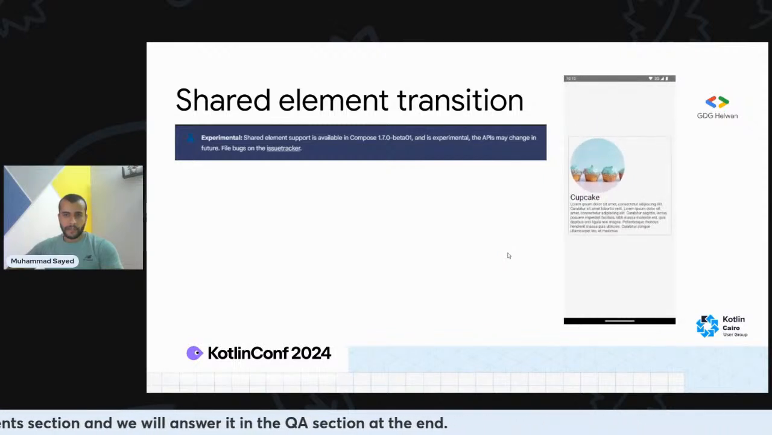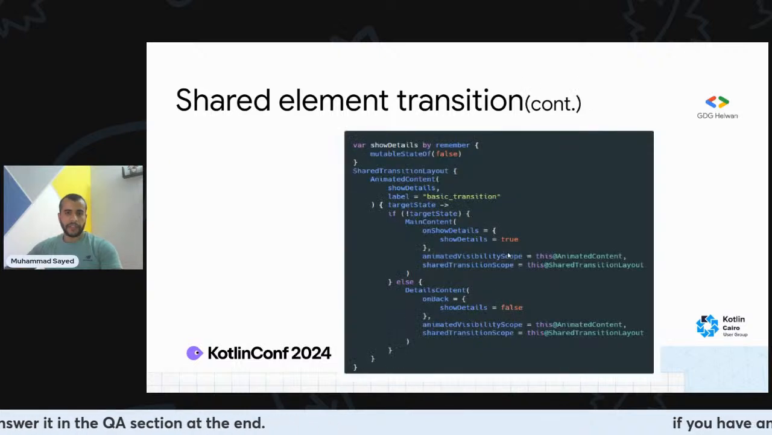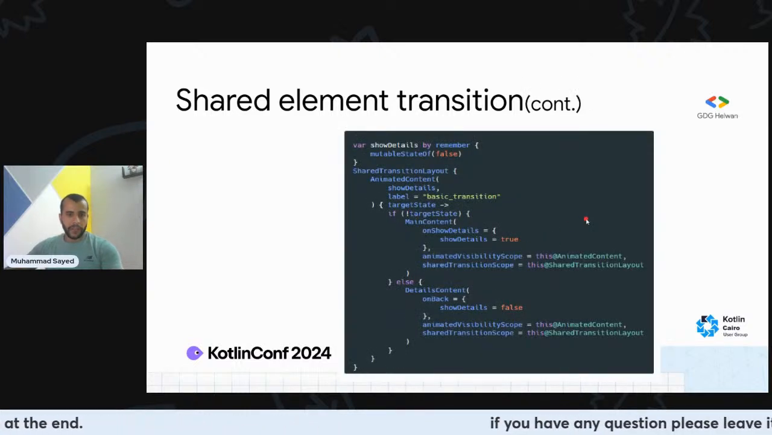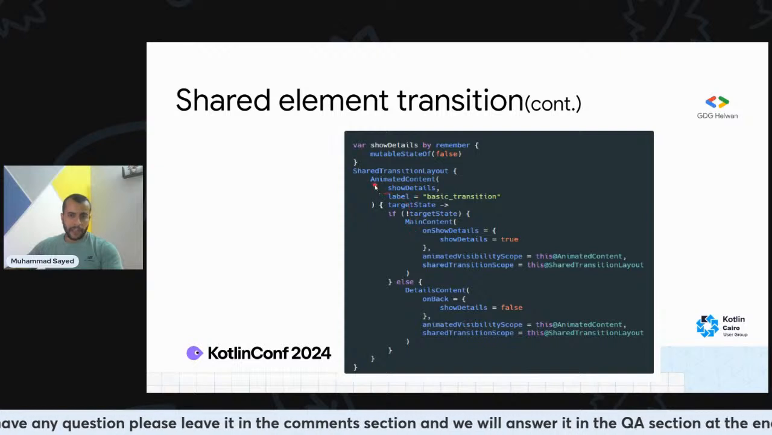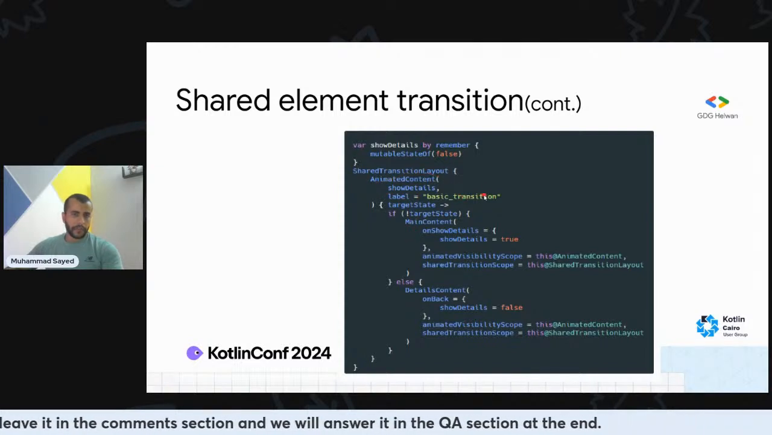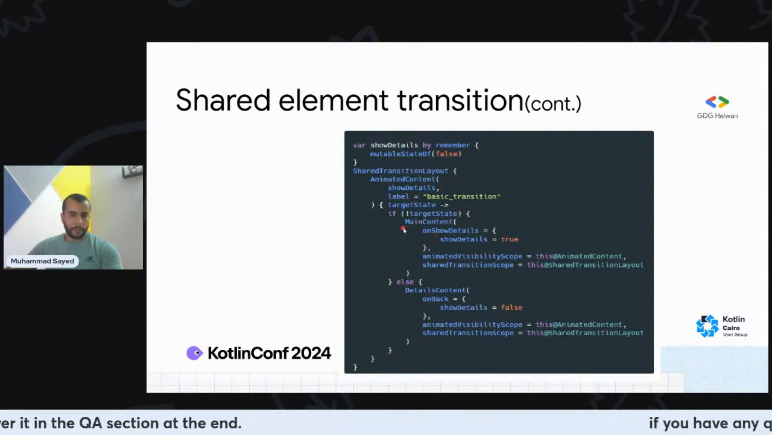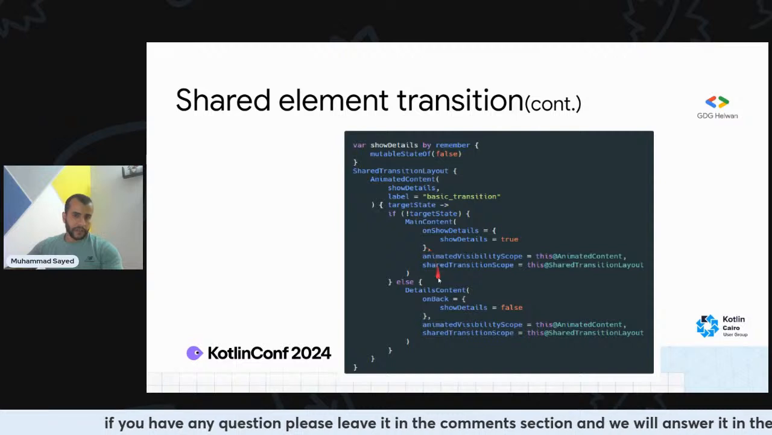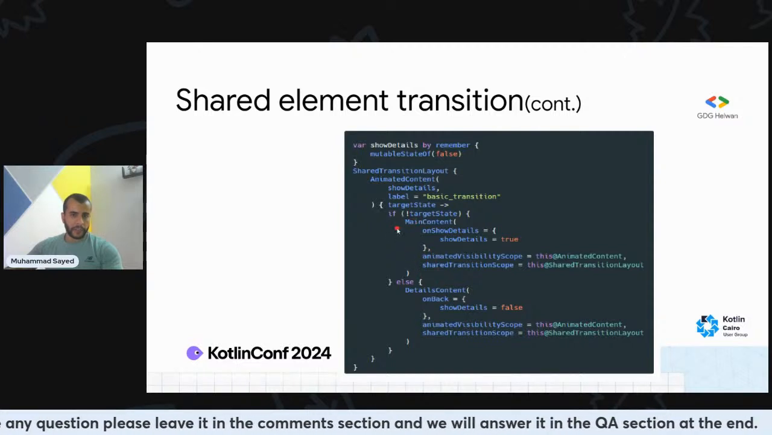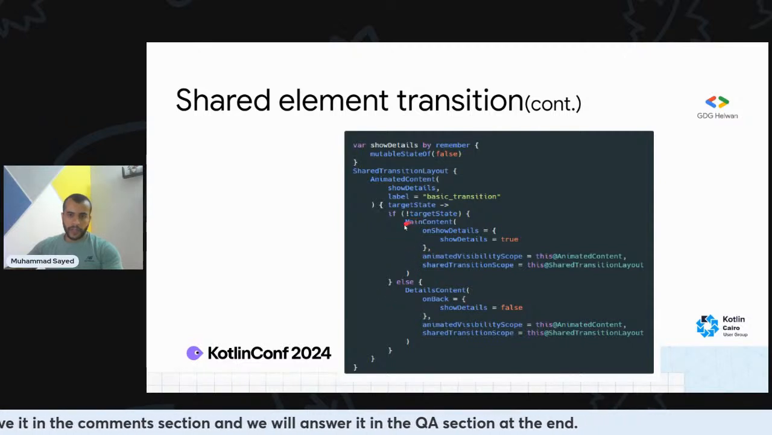How can we achieve that very easily? As we can see here, we have the screens. Let's say that we have the container for it, which is animated content. Typically we can have a nav host, and this nav host will contain different Compose screens. But for simplicity here, we have two different screens, and based on a certain action, we are changing the visibility of one over the other. So let's say that we have a main content and the details content.